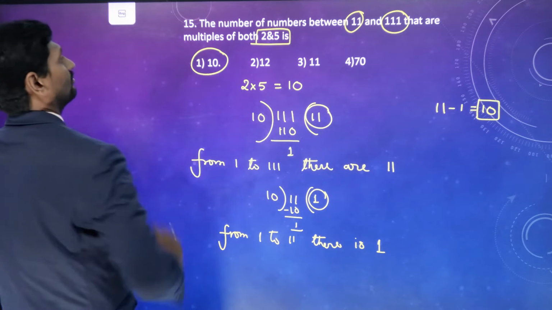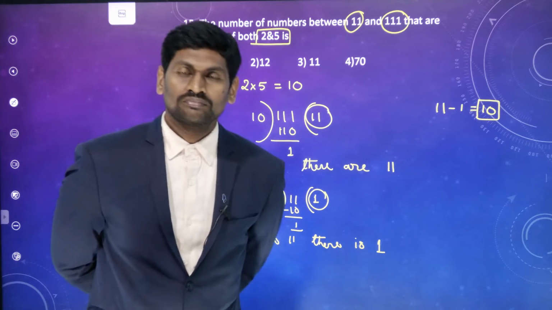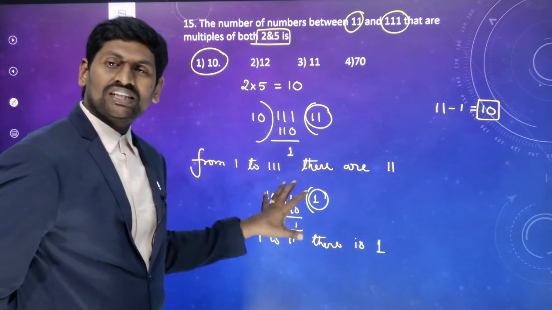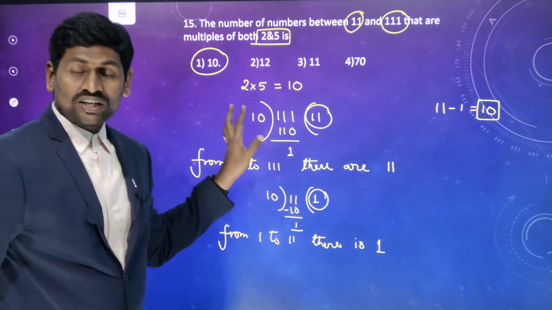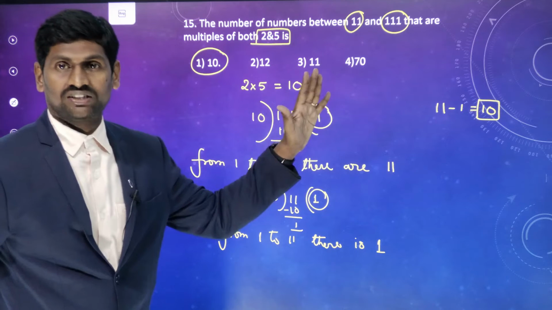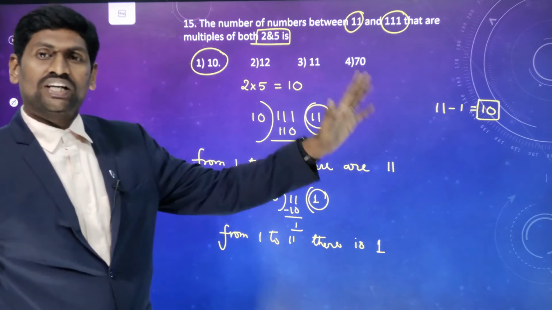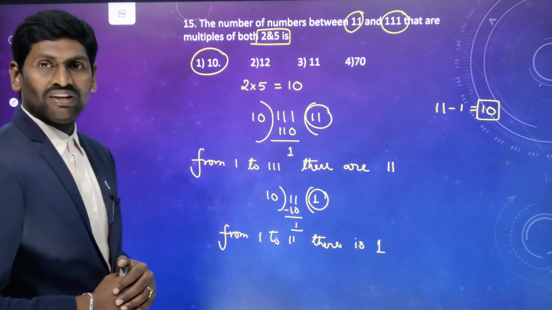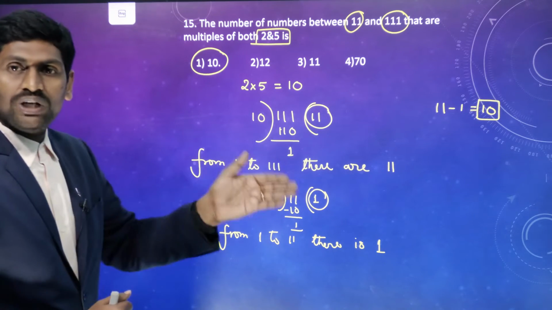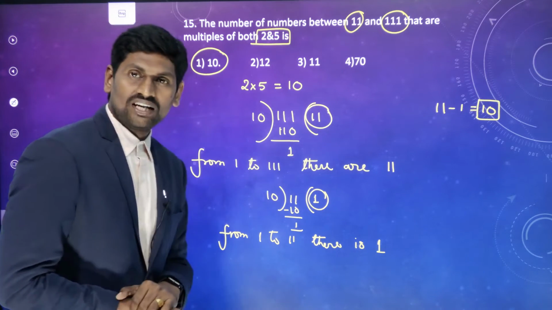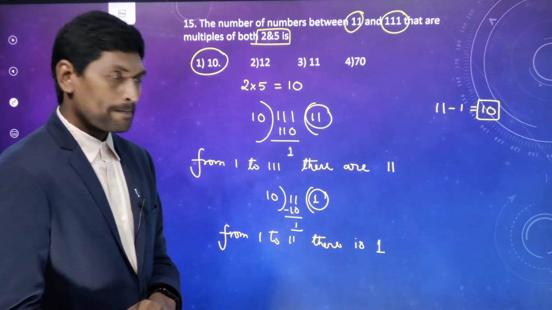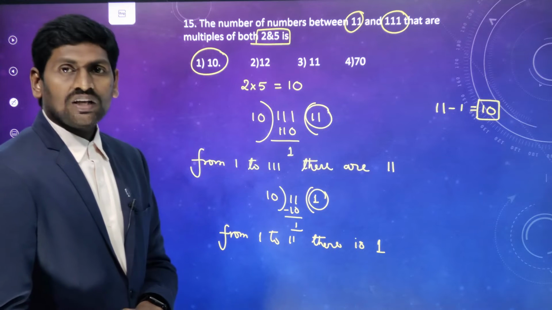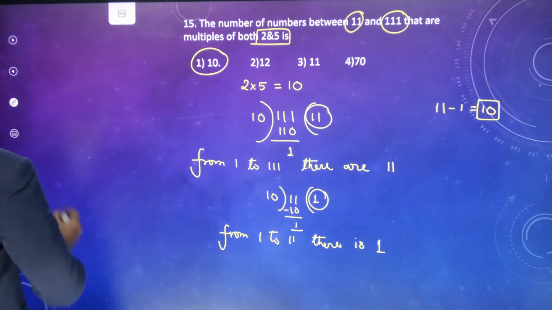So our option is 1. Okay, children. I am doing the division 2 times because we are not asking about 1 to 111, we are asking about 11 to 111. So first I found the total numbers from 1 to 111, then I removed those from 1 to 11. Okay? Is it clear? Right. Coming to the next question.